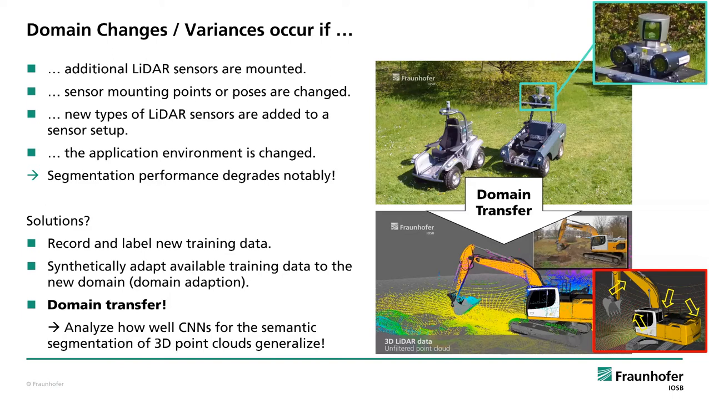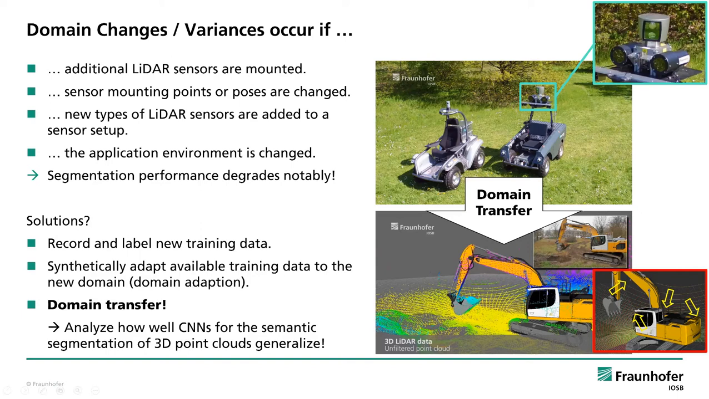Of course, the most expensive solution here is that we record and also label, of course, new training data. Another option is to synthetically adapt the available training data. So that would be the domain of domain adaptation that we were already talking about this afternoon. And let's call it the cheapest solution would be to just have a proper domain transfer, so that the semantic segmentation networks generalize sufficiently well so that we can use them in another sensor setup than they were trained for originally.